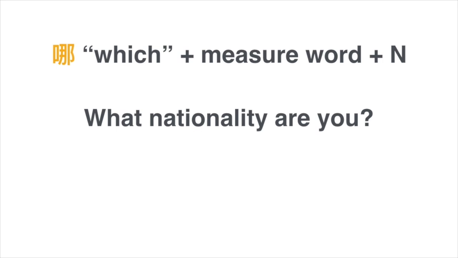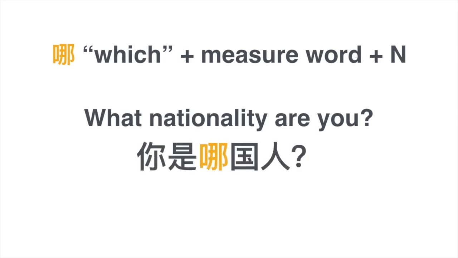Which nationality are you? How do you say this? What nationality are you? 你是哪国人. Very good. Here the pronunciation of 哪 remains third tone, right? Because 国 is a second tone, so it doesn't change tones. 你是哪国人. Okay, very low and then rise.